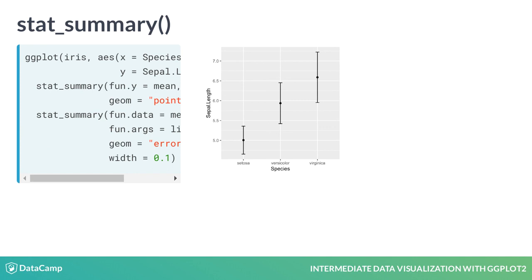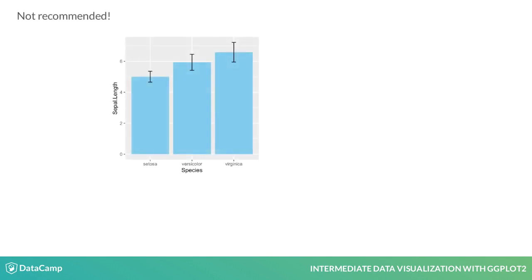For error bars, we can just calculate the mean and use point as a geom. Then we can call mean_sdl using the errorbar geom, where we can also set the width of the error bars. But notice that we could have also made a typical bar plot with error bars by simply calling the bar geom. But this is not recommended. We'll learn why when we get to DataVis best practices later on.